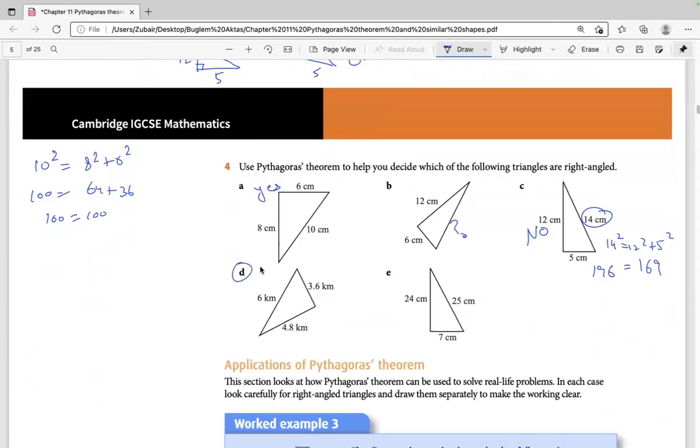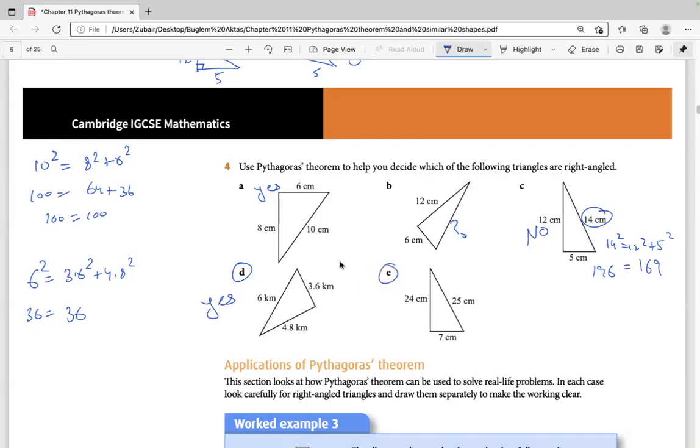D part. The longest side squared should equal the shorter sides squared and added. 3.6 squared plus 4.8 squared gives me exactly 36. So that's a yes again.